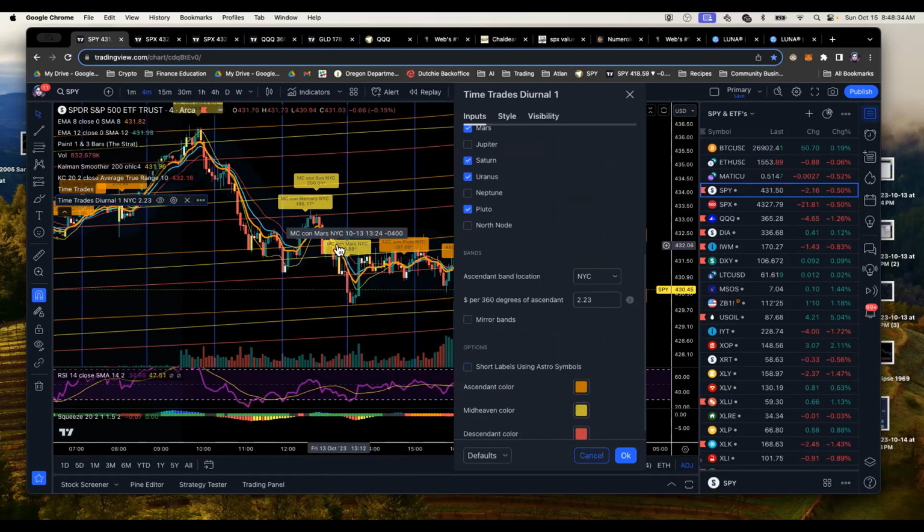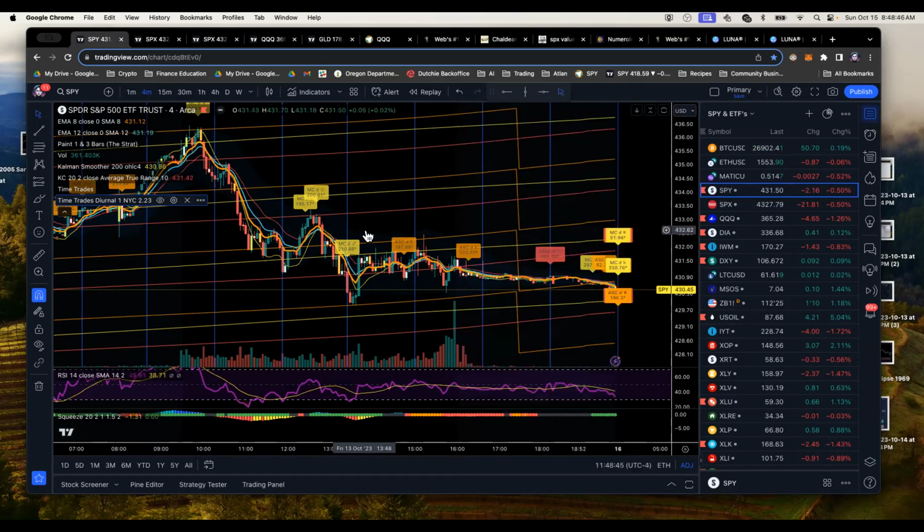So, for example, this one's midheaven conjunct Mars in New York City. Since I'm an astrologer, I like to keep my chart a little cleaner. I've shortened it up with the symbols on the tags, which is a nice tool.